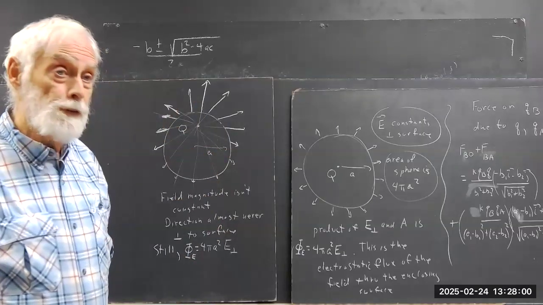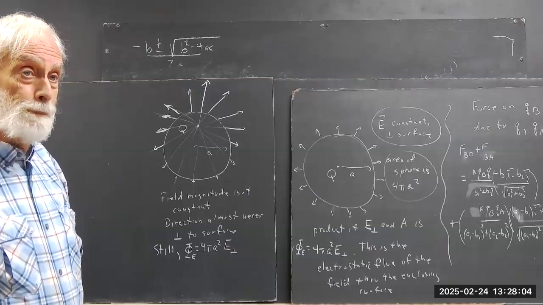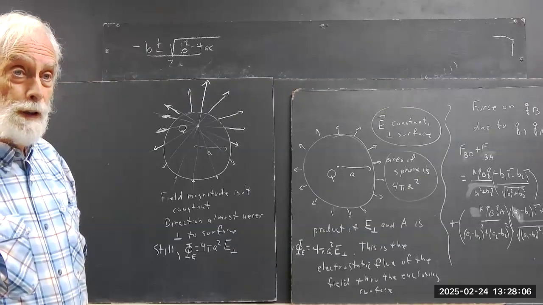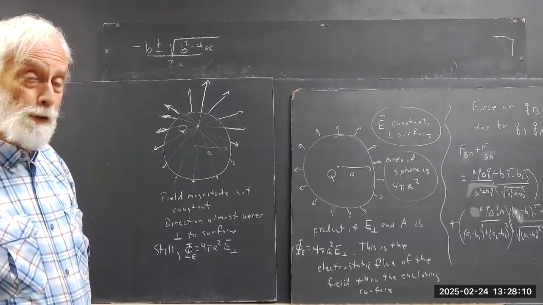Total flux is going to remain the same. That's just Gauss's law, which one of you should recognize from multivariable calculus toward the end of the course.